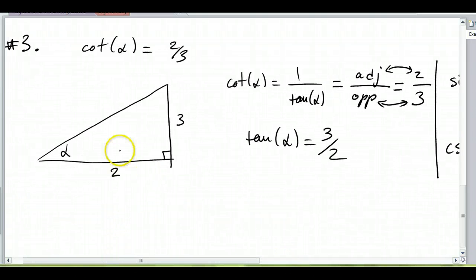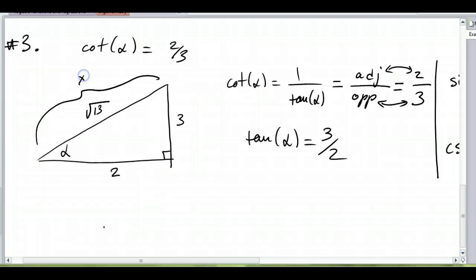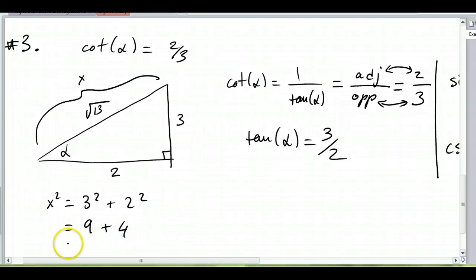Okay, sine. Oh, well, I'm missing something right here, right? So, 9 plus 4, 13. You see that? No? Not sure? Okay. You call that x, right? And you say x squared equals 3 squared plus 2 squared. And so it is 9 plus 4, okay? So x is the square root of 13.